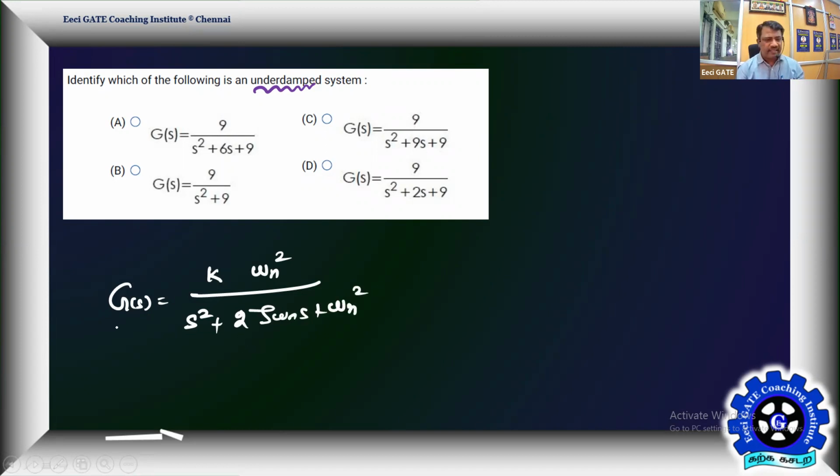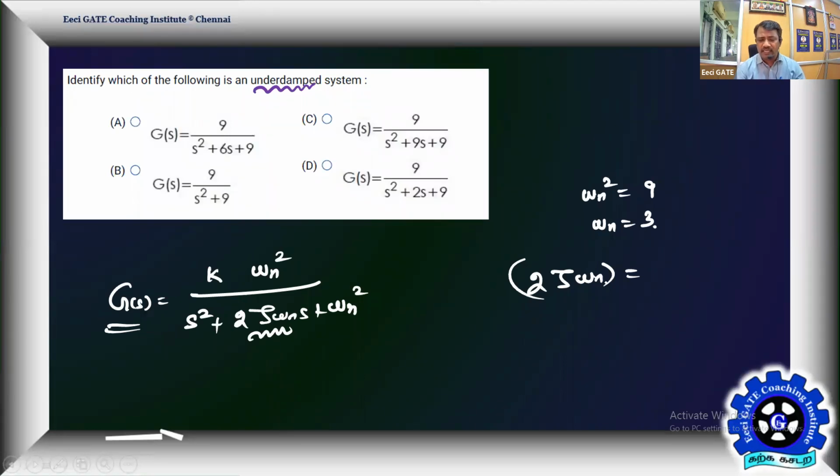That's how we refer to a standard second order system in control systems. It didn't say it's a control system, simply a system having a second order structure with damping. So what influences the damping? 2 zeta omega n, the coefficient of s. For every option, you should go for that. Interestingly, all options have the same omega n square. Referring to the denominator, omega n square is equal to 9, then omega n is equal to 3. Then 2 zeta omega n is the coefficient of s, which is expected to be a number.